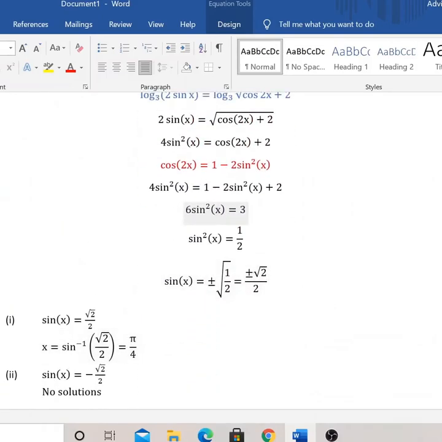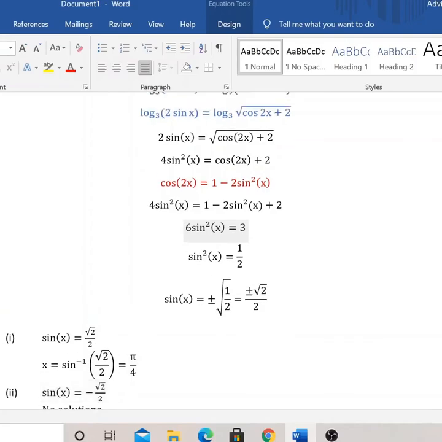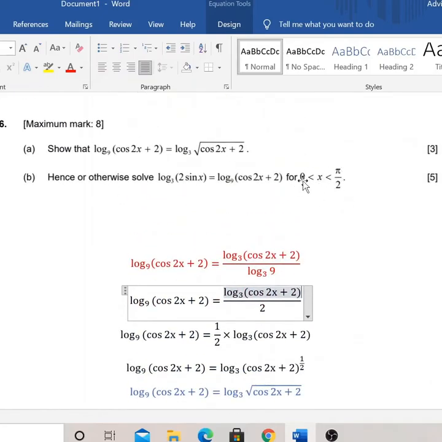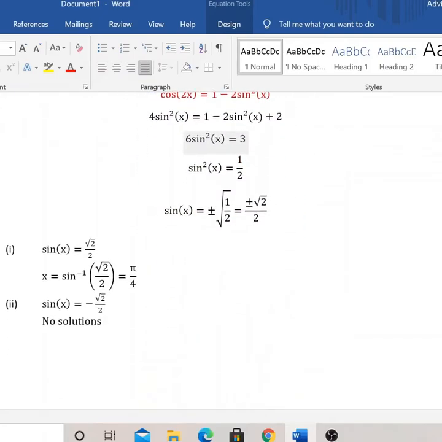So the second part is sin x is equal to negative root 2 by 2. The smallest positive solution for this is 5 pi by 4, but that does not fall within our restricted domain. So there are actually no more solutions, and the only solution is x is equal to pi by 4.